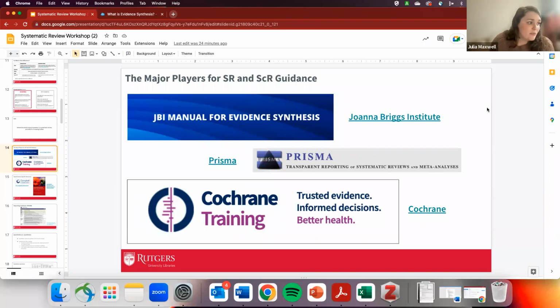We have PRISMA, which is a reporting standard. We're going to talk more about PRISMA in a moment. And then we have Cochrane. Who's heard of Cochrane? Probably a few people, maybe. So Cochrane is kind of like the originator of the evidence synthesis library for the health sciences.